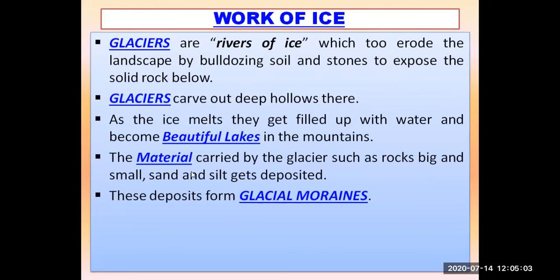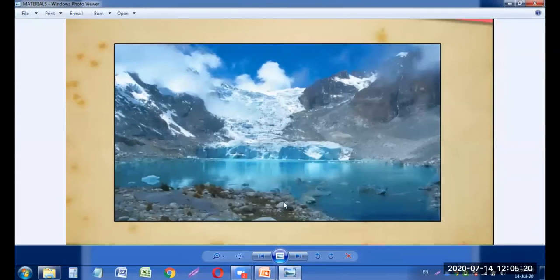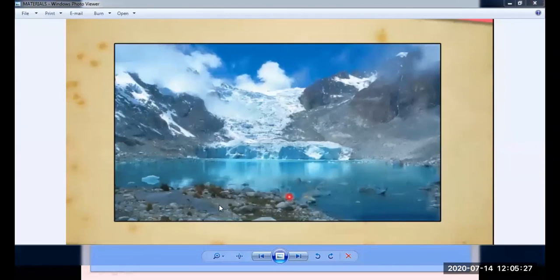The material which is carried by the glacier, such as rocks, big, small, sand, silt, they all get deposited. So जो भी material ये glacier के वजह से carry हो रहा है, they are all deposited at a particular place. You can see these materials over here. These materials have been deposited. You can see. Let me show you with my annotation also. Here you can see these are the material which have been brought down by the glaciers. Glaciers ने ये materials को deposit कर दिया है, and you can see beautiful lakes are also found over there. Let us move ahead.